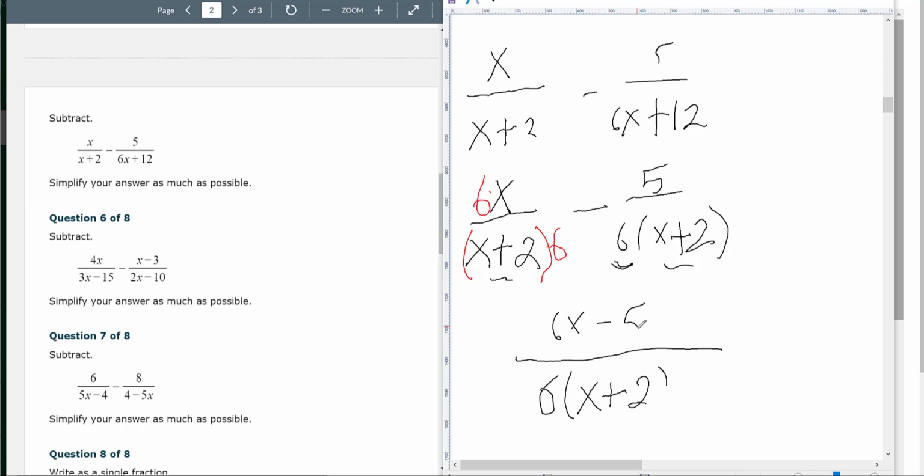minus 5. Now be careful, you can't reduce those 6's. The 6x minus 5 is a binomial. Those are terms, not factors, and you can't reduce part of terms. You have to take the whole thing or nothing. So those 6's cannot be reduced. Be really careful about that.